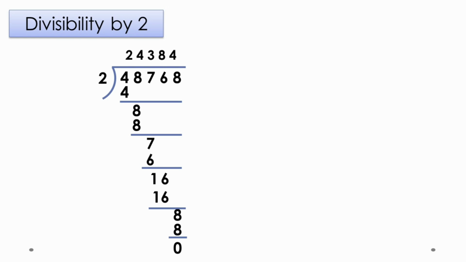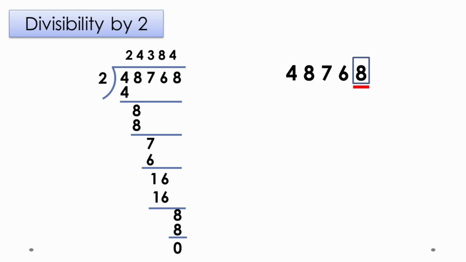Let's take a big number like 48768. In order to find out its divisibility by 2, we either carry out the division and see if we get the remainder as 0, or avoid a long drawn division and run the divisibility test. For that, we need to check the last digit of the number. If this last number is even, then it will be divisible by 2. In this case, the last number is 8, which is an even number, that is divisible by 2.